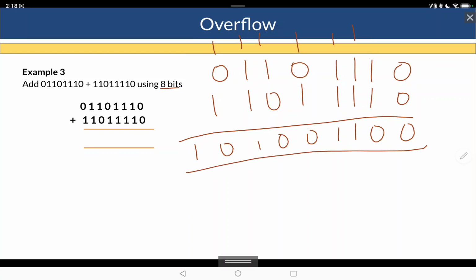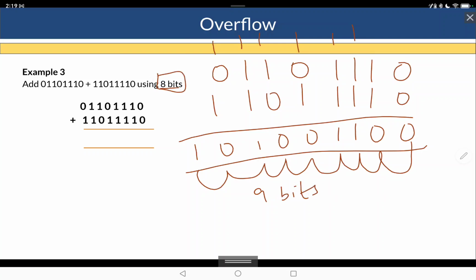Now, if we look at the answer properly, we would see that something is not right. If you count 1, 2, 3, 4, 5, 6, 7, 8, 9, you'd see that we have 9 bits. And remember, the question says using 8 bits. So an overflow has occurred. What does this mean? It means that a ninth bit has been generated. This error is called overflow.